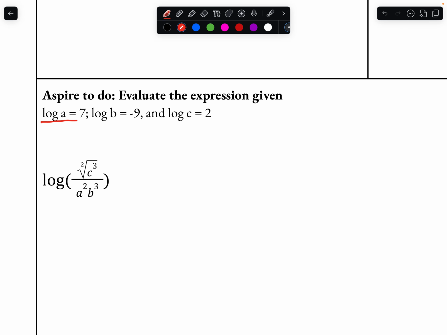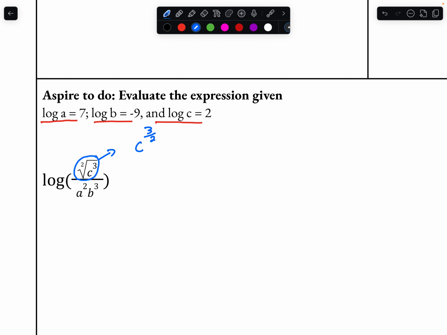All right, now last one to do. What happens if the log of a equals a number, the log of b equals a number, and the log of c equals a number? Let's figure out what this is. All right, the first weird thing that I'm going to deal with is, what is this again? So let's rewrite this as c to the 3 divided by 2.